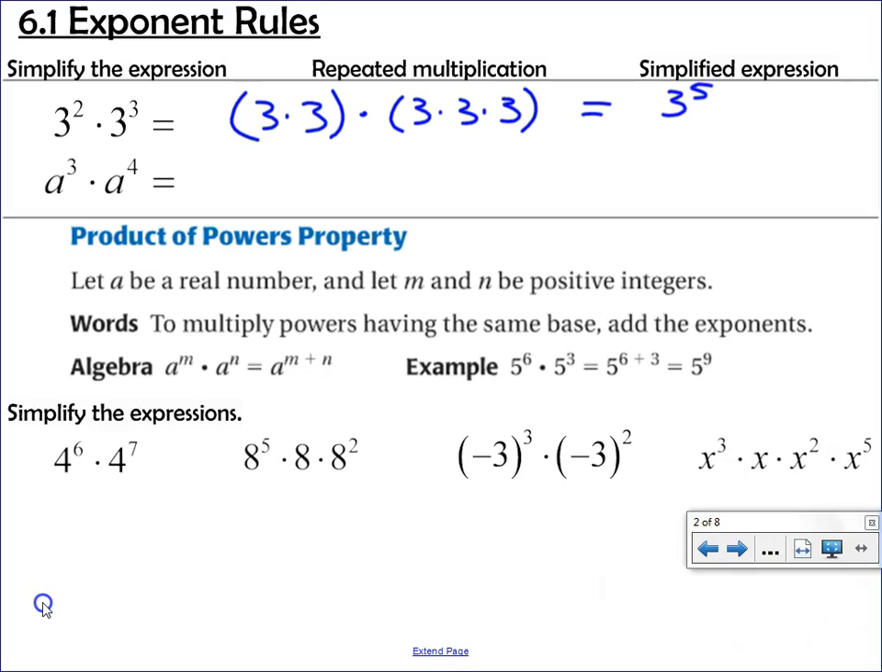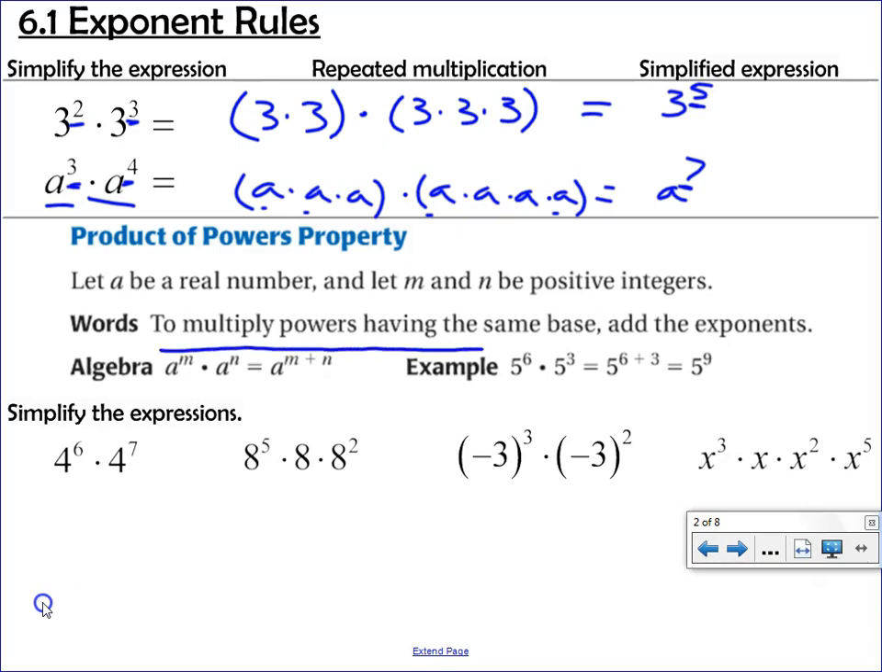If I use a variable, a to the third is a times a times a times a to the fourth is a times a times a times a. I have a being multiplied 7 times, so a to the 7th power. So hopefully you can see what happens when we multiply the same base. So 3 squared times 3 to the third is 3 to the 5th. A to the third times a to the 4th is a to the 7th. So you can see the rule laid out below you. Multiply powers having the same base, we end up adding the exponents.